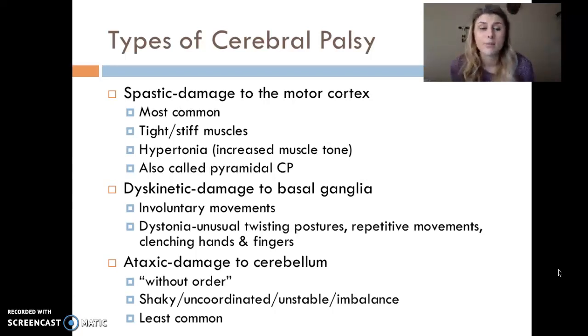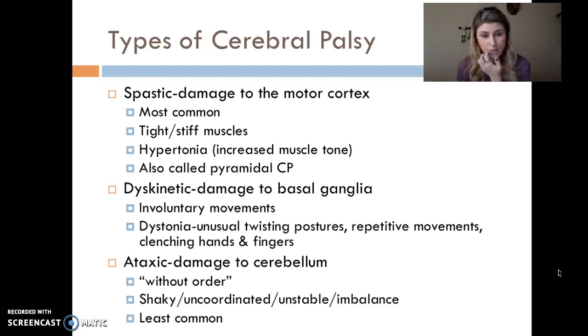So there are 3 types of cerebral palsy. The most common type is the first one. It's called spastic cerebral palsy, and it's caused by damage to the motor cortex. It's characterized by tight and stiff muscles and something called hypertonia, which means increased muscle tone. That means they're flexed all the time in certain areas of the body, and it's also called pyramidal CP.